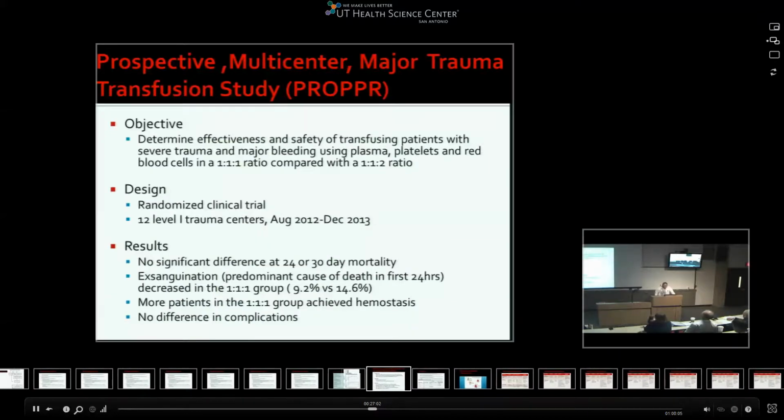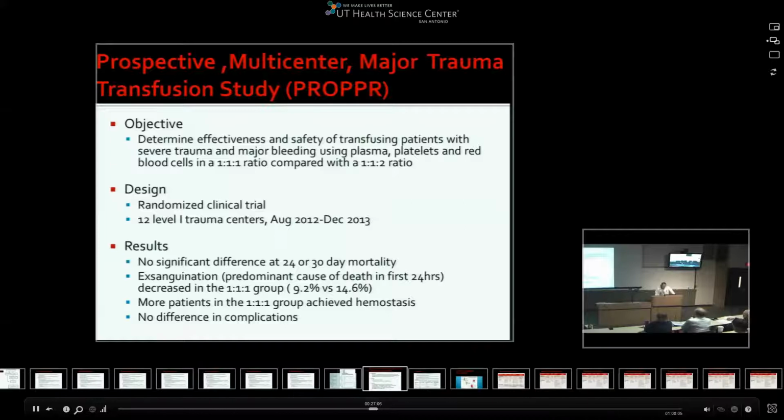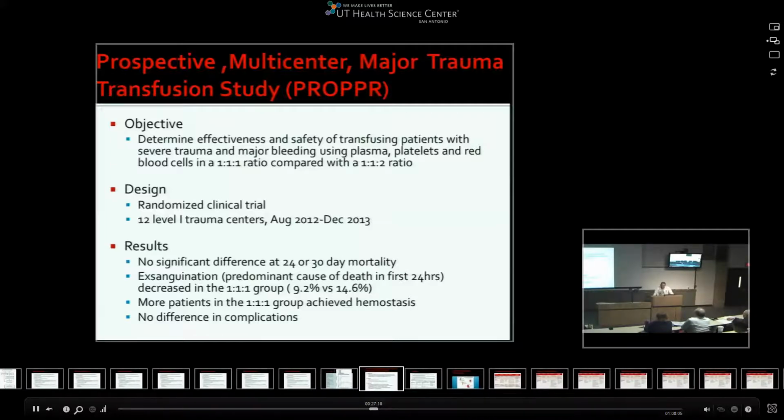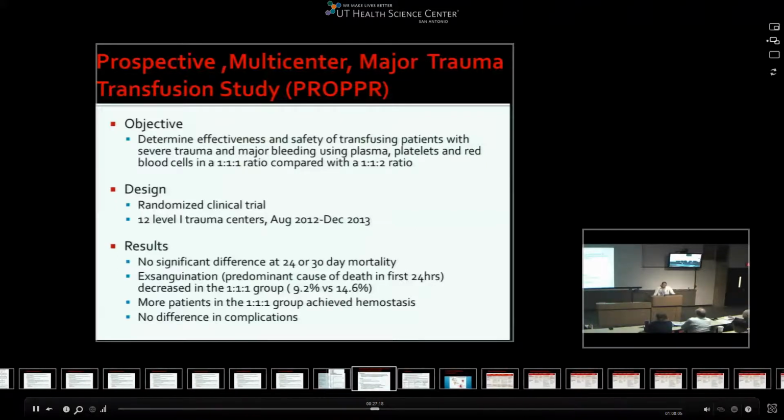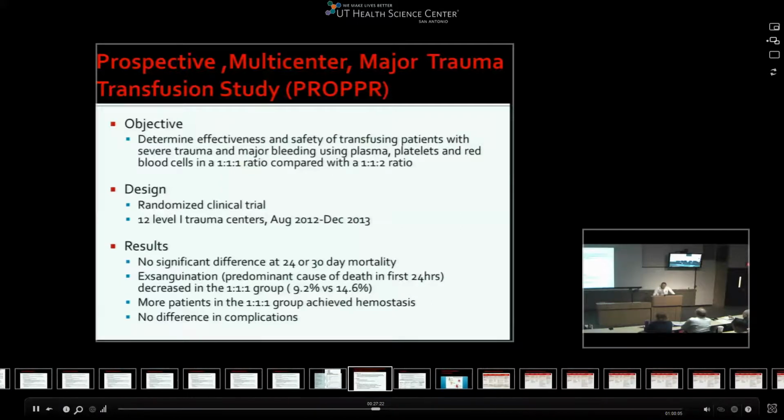This is one of the most recent studies that just has come out, and this is one of the first randomized clinical trials looking at transfusion ratios, the Prospective Multicenter Major Trauma Transfusion Study. They tried to determine the effectiveness and safety of transfusion in patients with severe trauma and major bleeding using plasma, platelets and red blood cells in a 1-to-1-to-1 ratio compared to the 1-to-1-to-2 ratio.